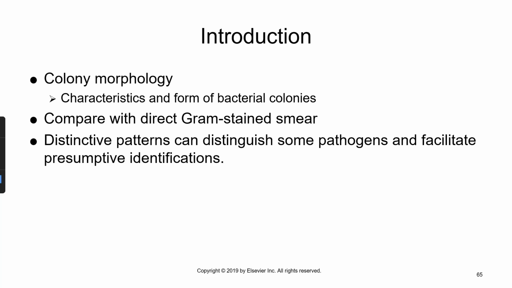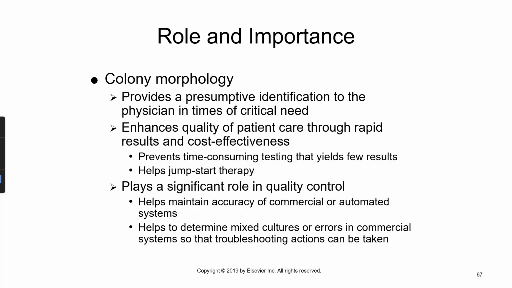So, colony morphology: the characteristics and form of the bacterial colonies. We compare this with the direct gram stain smear, and distinctive patterns can distinguish some pathogens and facilitate a presumptive identification. So colony morphology provides a presumptive identification to the physician in times of critical need. So if they've been waiting a while for culture results, you can say, it looks like this on the plate, let's follow up with this antibiotic. Or maybe they've been waiting a while for culture results and nothing's growing, so then they might have to pivot and think of it more as a viral infection.